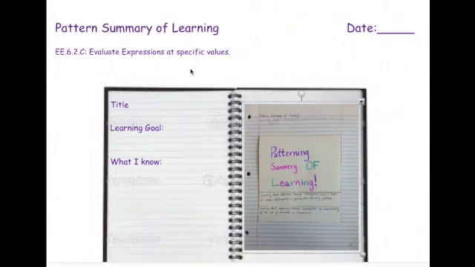Today's lesson is on the pattern summary of learning. We're going to evaluate all of our expressions at specific values. So in your notebook, you should have this little pattern booklet, and as you can see on the front of mine, I put pattern summary of learning in lots of colors so that I know that this is what I'm going to review for my homework before our next big test or quiz. We've got a lot of studying to do. So let's get right to work on our review.